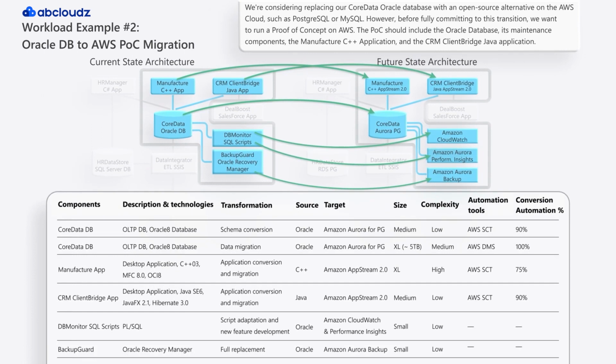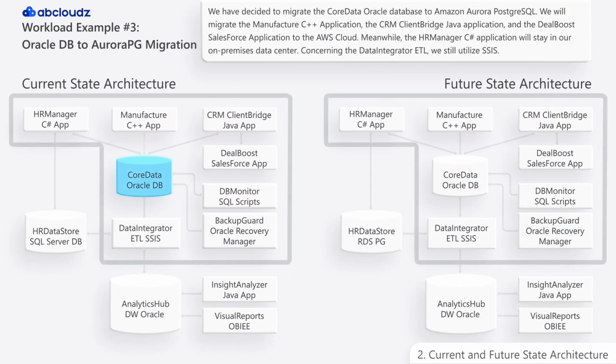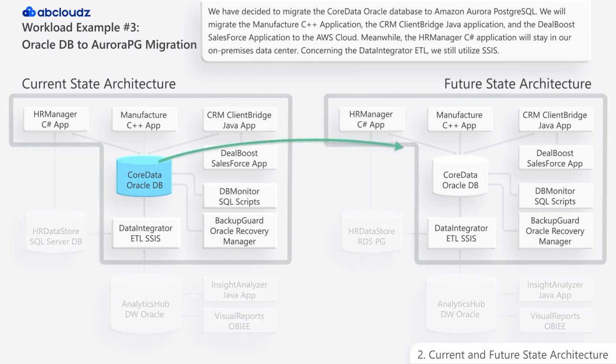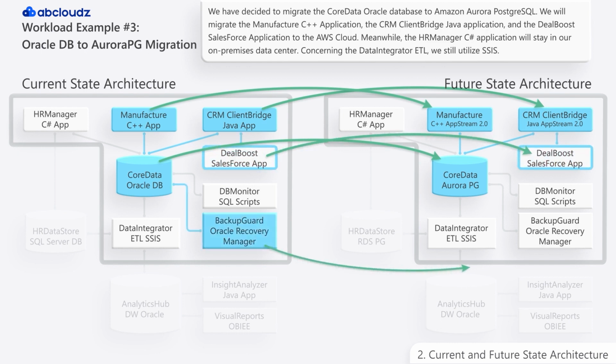Moving on to the third scenario, let's imagine that this proof of concept project has been successful and the customer has decided to perform the actual migration of the Oracle database to Amazon Aurora PostgreSQL. Based on the validated POC strategy, we migrate the core data Oracle database to Amazon Aurora PostgreSQL. We also move both the manufacturer C++ and CRM client bridge Java applications to Amazon AppStream 2.0. As the CRM client bridge Java application moves to the cloud, we ensure its reintegration with the DL Boost Salesforce application. We replace Oracle Recovery Manager with Amazon Aurora Backup Service.